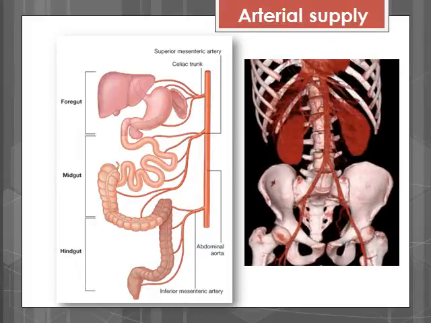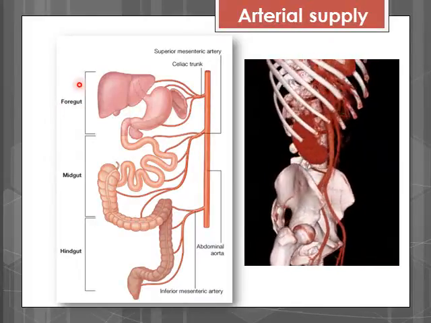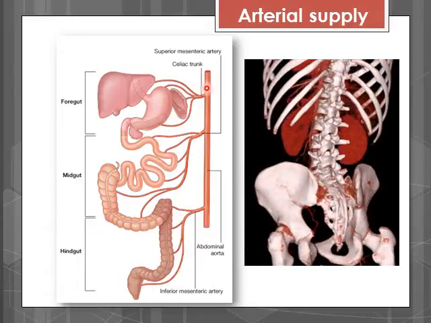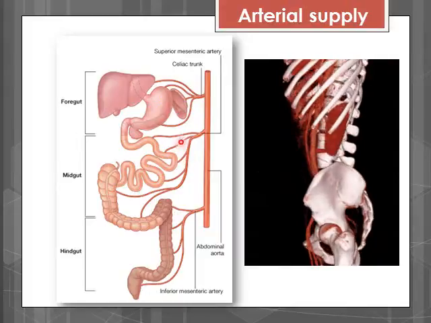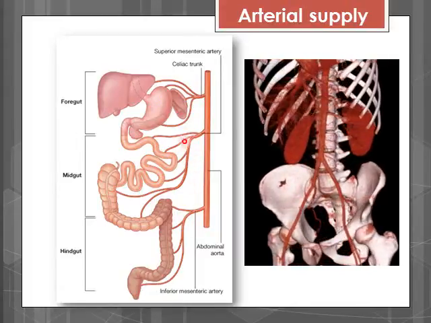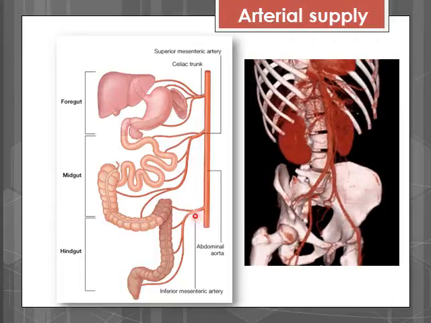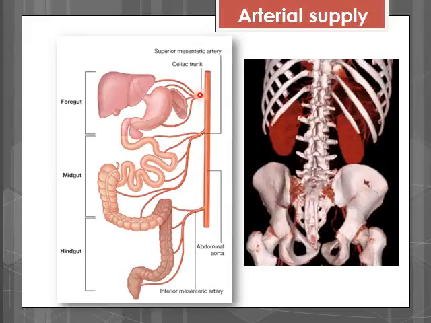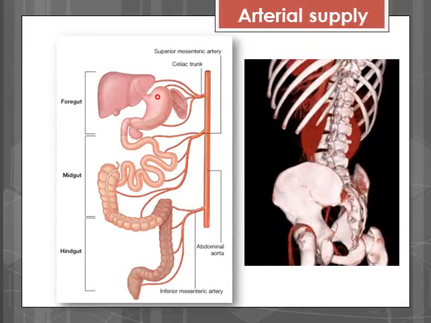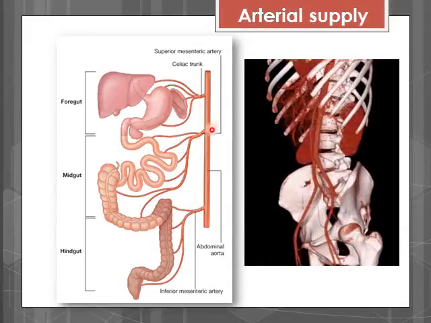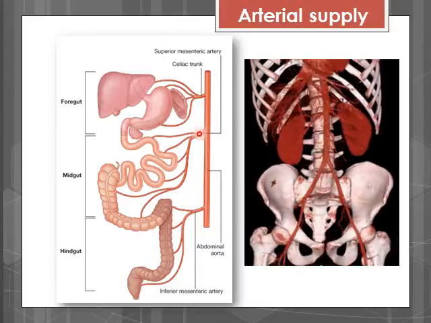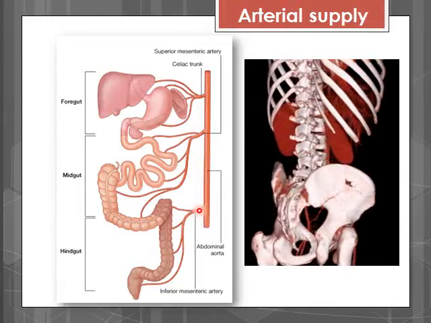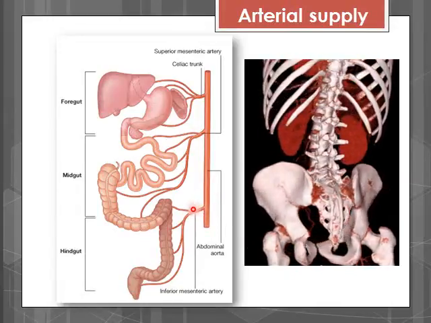The three regions, foregut, midgut, and hindgut, are directly related to the areas of distribution of the three anterior branches of the abdominal aorta. Thus, the foregut is supplied by the celiac trunk. The midgut is supplied by the superior mesenteric artery. The hindgut is supplied by the inferior mesenteric artery.